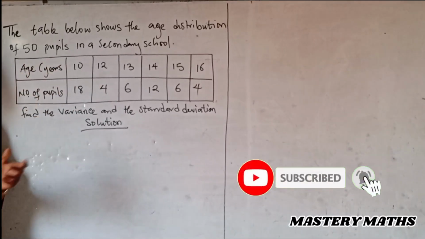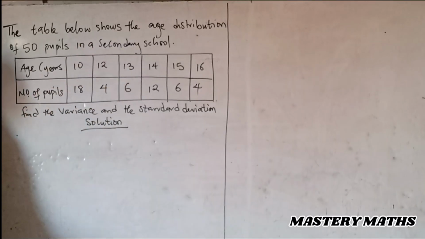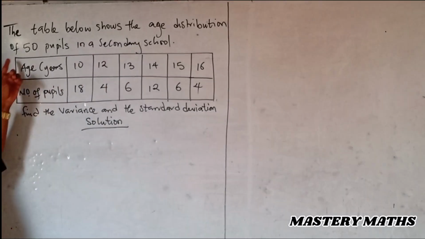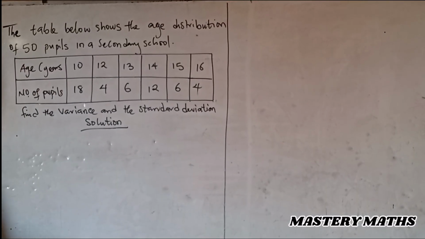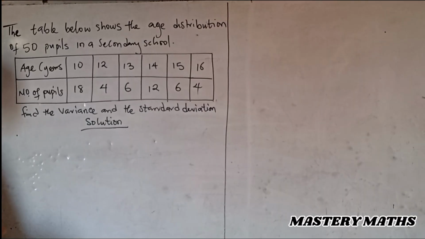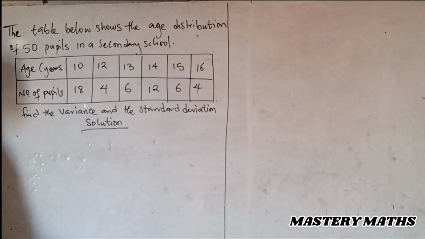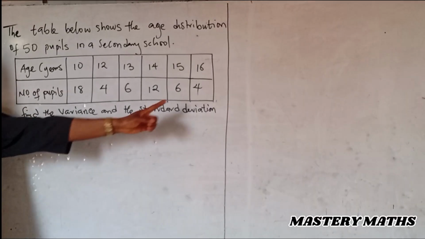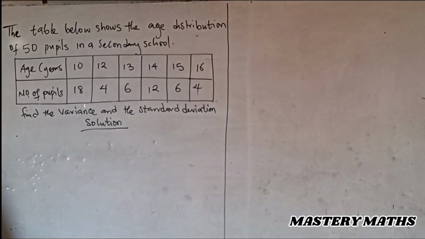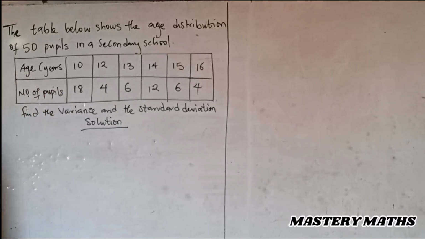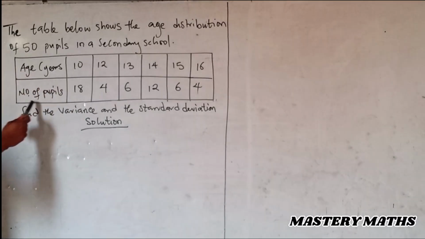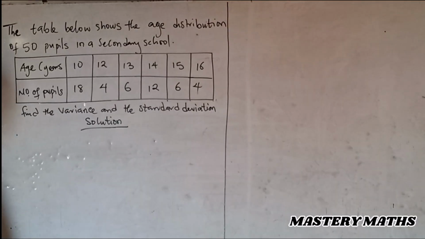The table below shows the age distribution of 50 pupils in a secondary school. The board asks us to find the variance and the standard deviation, giving us a table. Here in the table, you have the age of the pupils and the number of pupils.